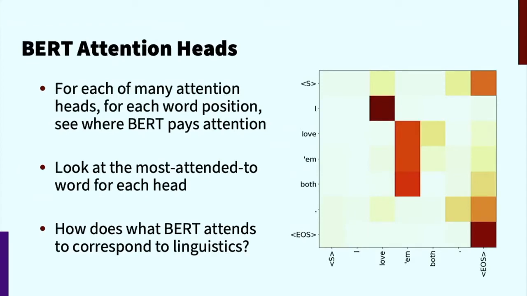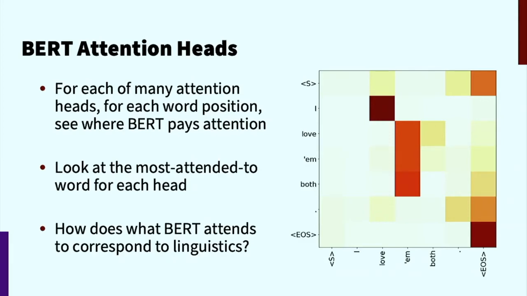So what we have is, in a BERT model, we have many layers and we have many attention heads. And for each of those attention heads at each of those layers, we can look and see where it's paying attention for each position in the sentence. So there are the positions in the sentence, "I love them both," with sort of end of sentence symbols, and we could say for each of these positions, where is it attending? So for the word "I," it's looking at the word "love." For the word "both," it's looking at the end of sentence and the word "and." So we can look at these patterns of attention and see what different attention heads do.